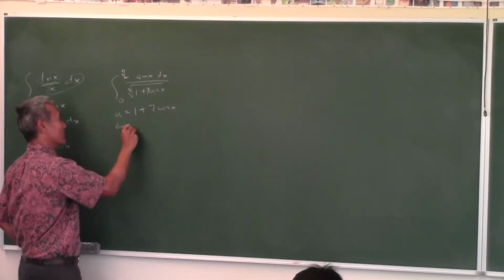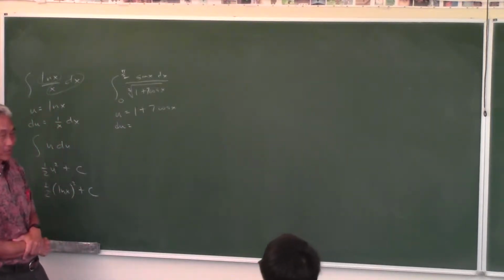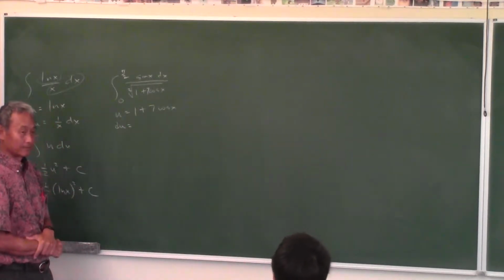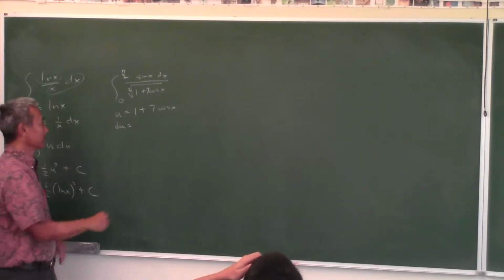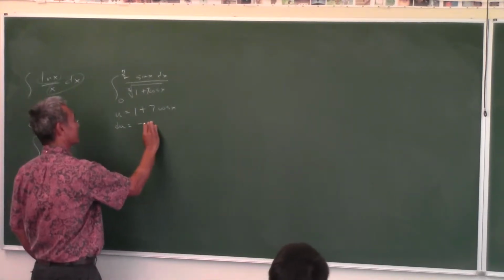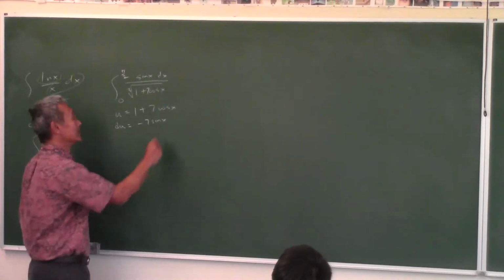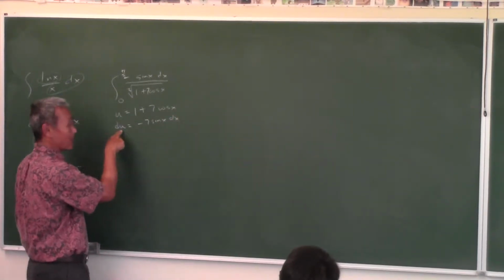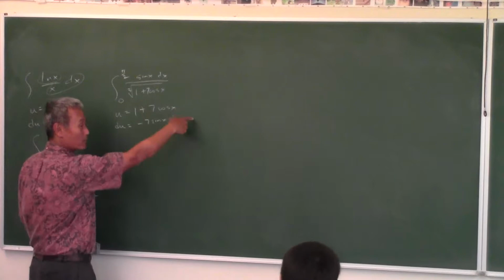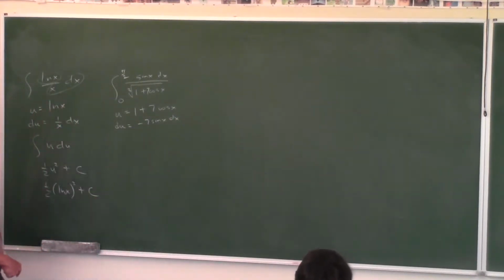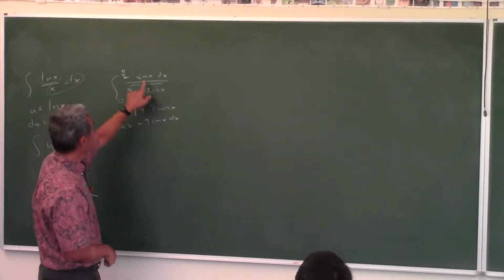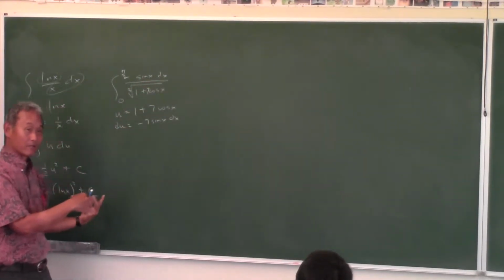Therefore, what is du? What is the derivative of 1 plus 7 cosine x? Negative 7 sine x dx. Because remember, it's actually du over dx. We're multiplying the dx on that side. Now, is this substitution going to work? Yes, because sine x dx is in the integral as well, so we can substitute for it.